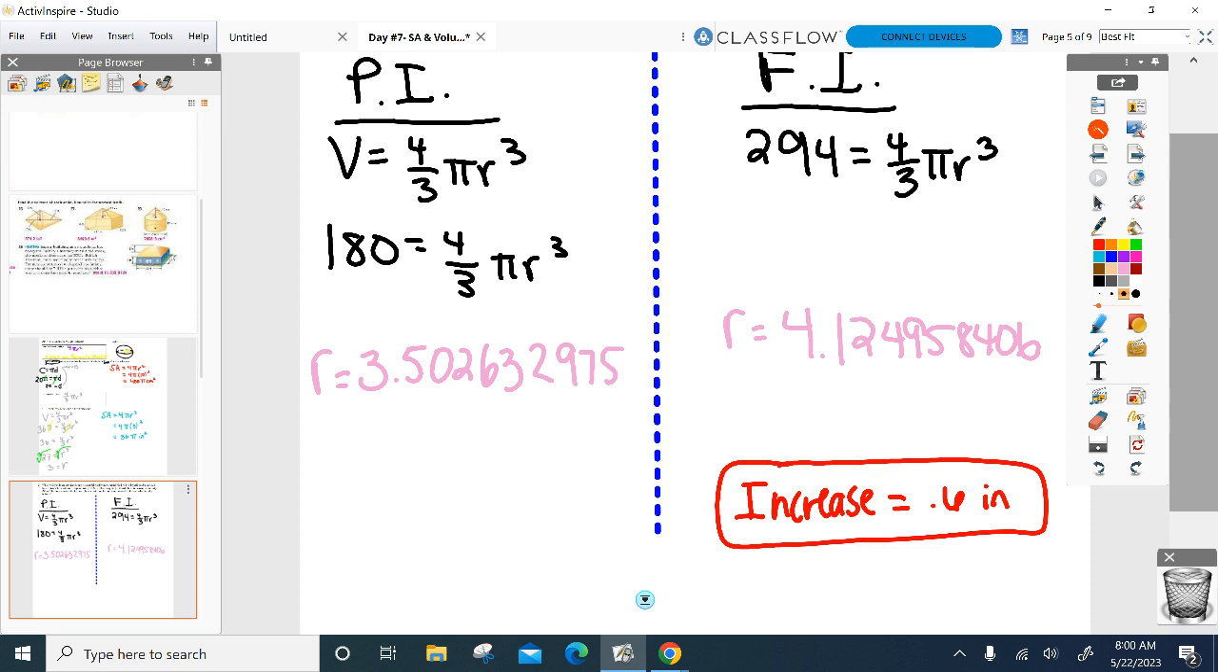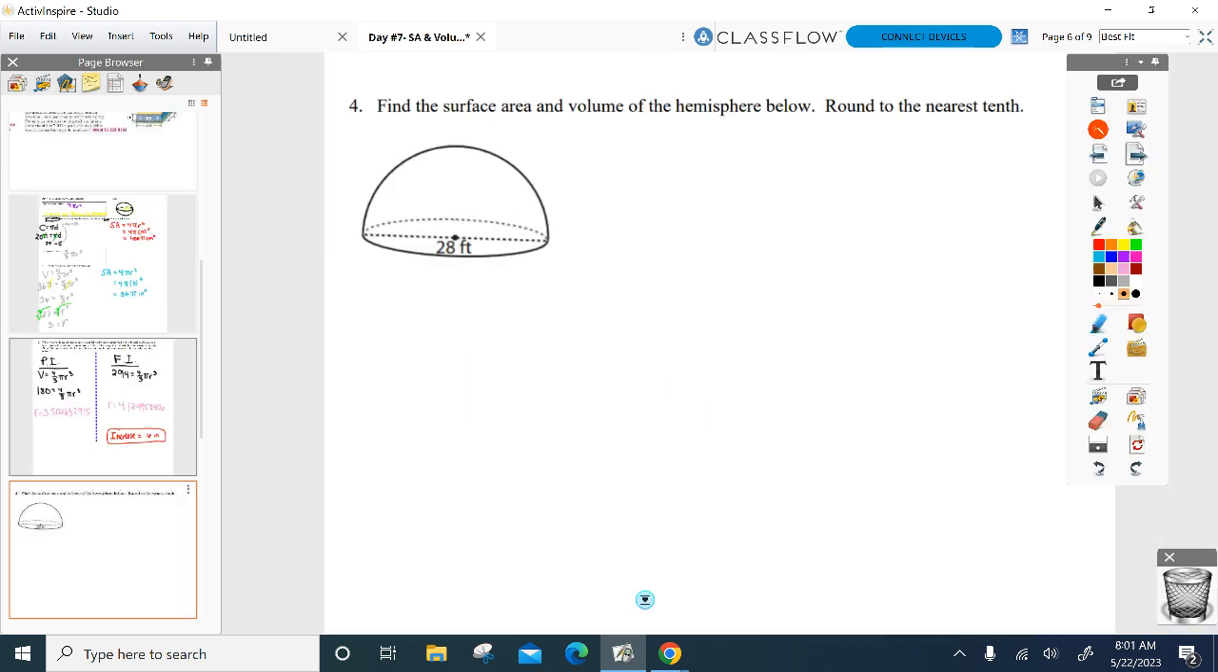Little change up. I want to introduce you to half a sphere, a hemisphere. Find the volume and surface area. Now, I know it may seem as easy as just divide it by 2, but there's a little catch. Let's do volume first. 4/3 pi r cubed off the formula sheet, but it is a hemisphere, so yep, we're going to have to cut it in half at the end.